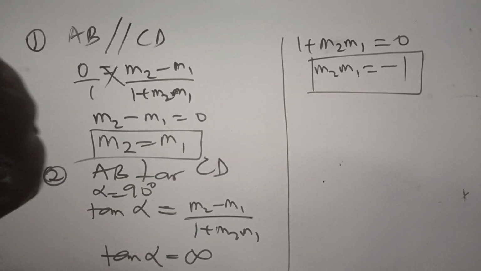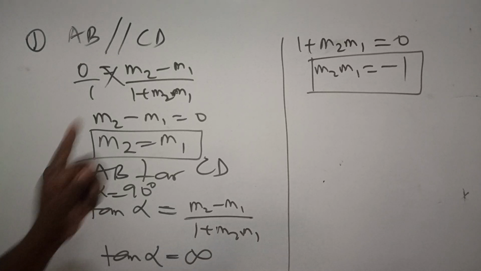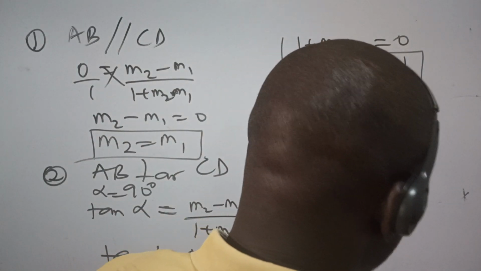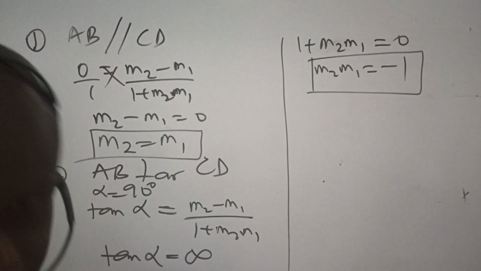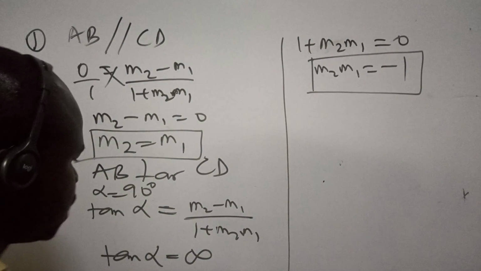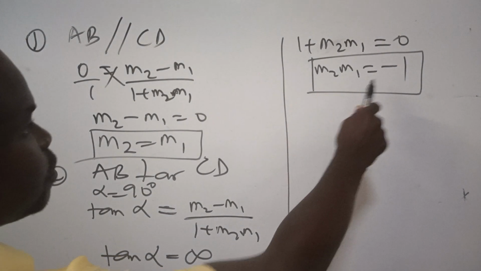So if two lines are parallel, their gradients are equal. But if two lines are perpendicular, the product of their gradients will be equal to minus 1. So we should note that if two lines are parallel, the gradients are equal. If two lines are perpendicular, the product of their gradients will be equal to minus 1.